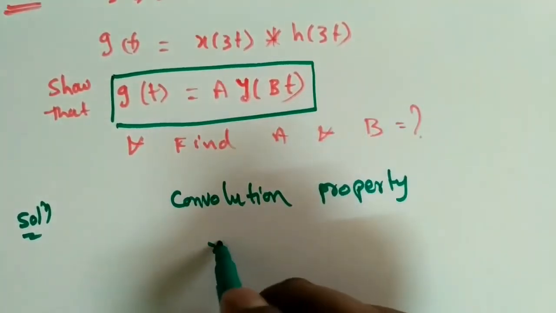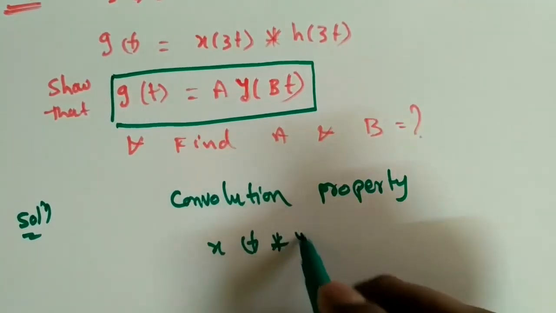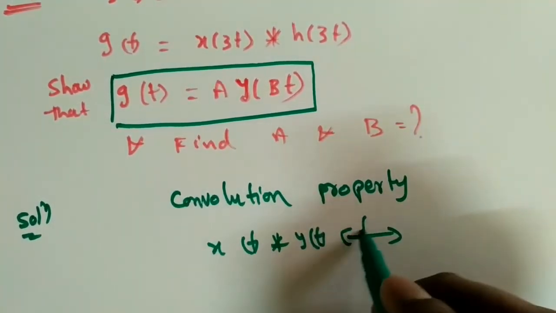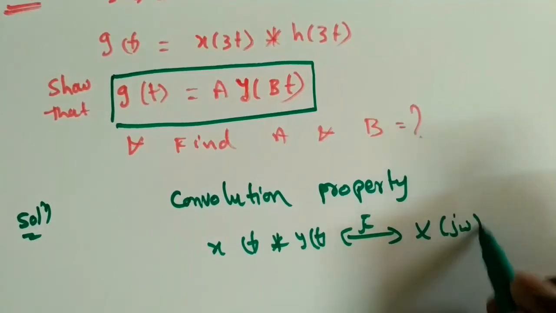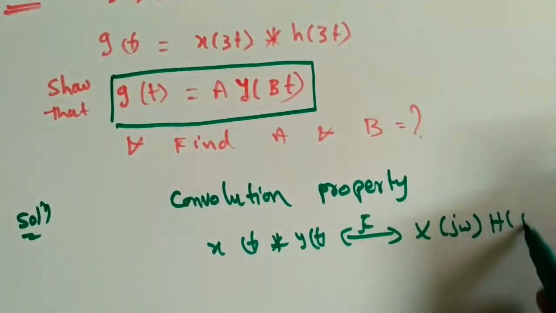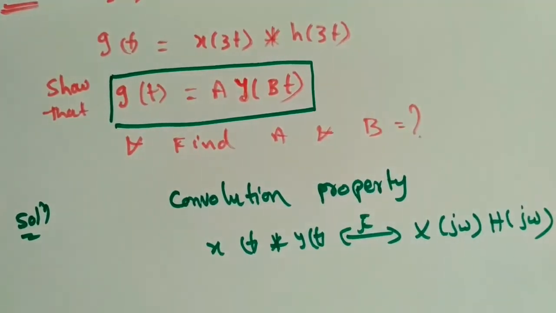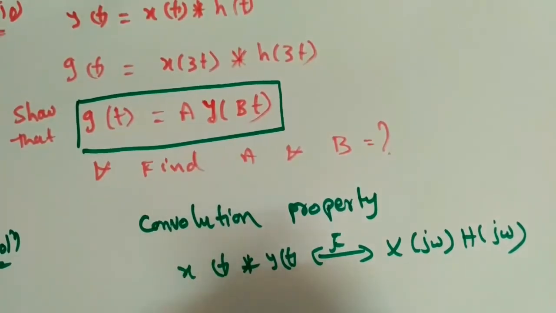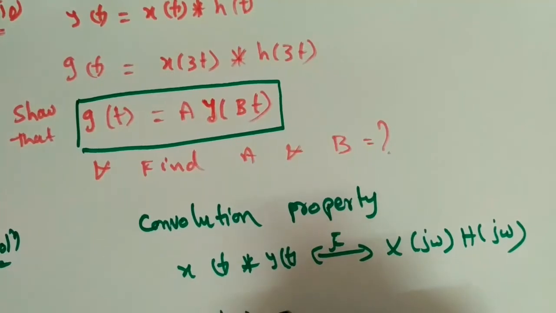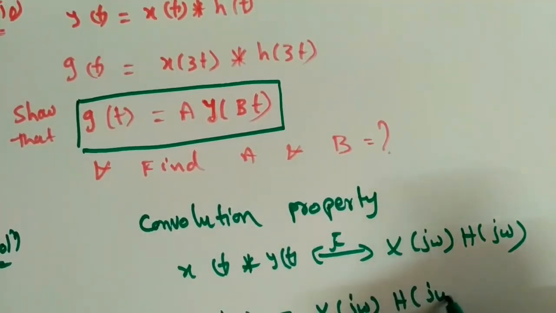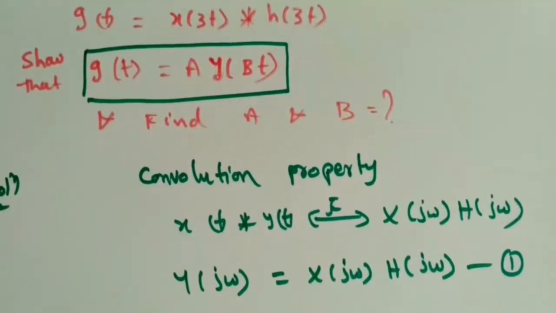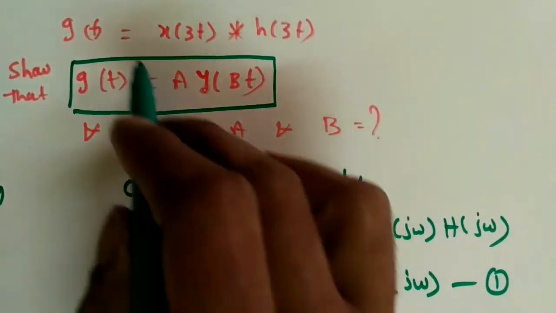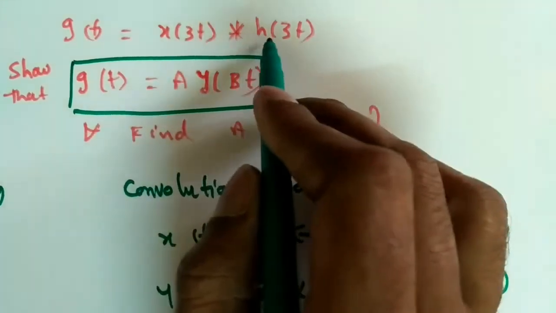What is this convolution property? In time domain, if there is a convolution, in omega domain or frequency domain, it will be multiplication: X of j omega into H of j omega. So we use this property, then we can find. So from the first equation, what is Y of j omega? It is nothing but X of j omega into H of j omega. Equation 1.